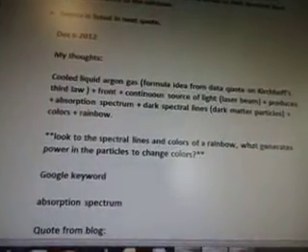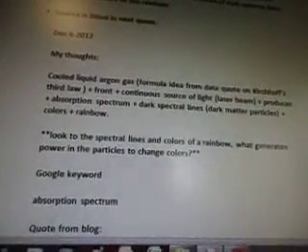December 6. My thoughts. Cooled liquid argon gas. Formula idea from data quote on Kirchhoff's third law. Front continuous source of light laser beam produces the absorption spectrum, dark spectral lines, dark metal particles, colors, and rainbow. Look to the spectral lines and colors of rainbow. What generates power in the particles to change colors? Google keyword absorption spectrum. Quote from blog.